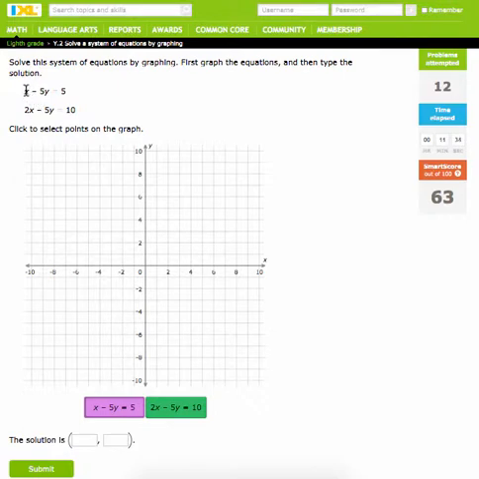So if x was 0, y would be negative 1. So that's 0, negative 1. And if y is 0, x would be 5. So there's the first line. And the second line, if x is 0, y is negative 2. And if y is 0, x would be 5. So the solution is 5, 0. And that's how you use IXL math to solve systems of equations by graphing.